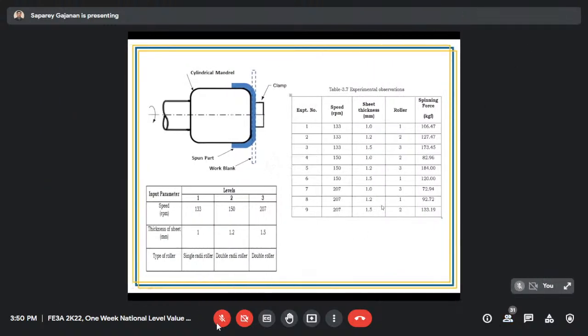So for the cylindrical, we got the data like this, spinning force. Here the objective is to find out what the minimum spinning force is, so that you can save energy, and at the same time, what the optimum values are to generate the minimum spinning force.